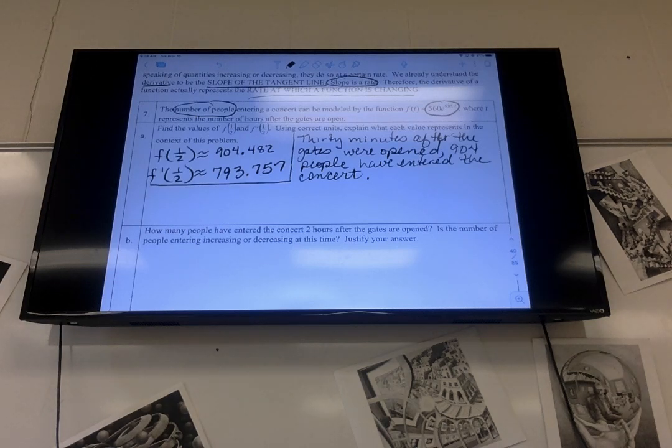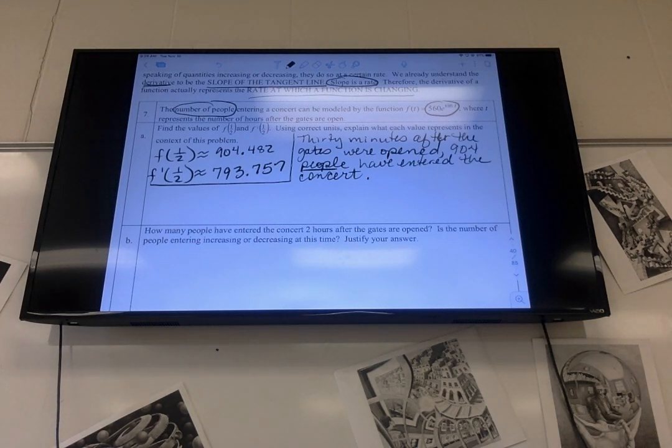They said use correct units. Oh, did I not? Yes, I did. People are my units. So would the f prime be like the rate of people that walk in? Yes.